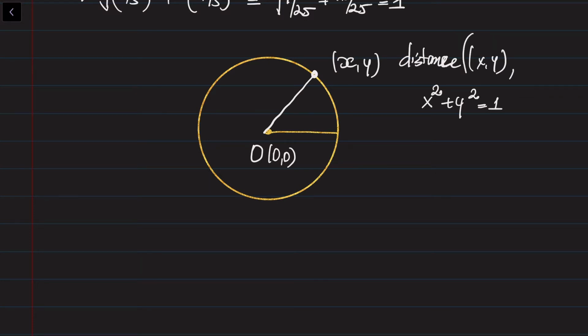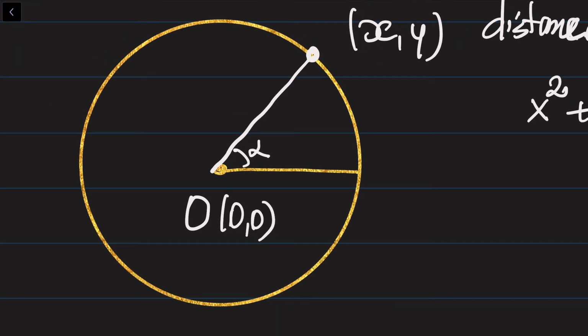and the distance between (x, y) and 0 is equal to 1. Okay, so now what I want is to define the sine and the cosine of this angle alpha. In order to do this, I'm going to make a triangle here. So my triangle is going to be like this.